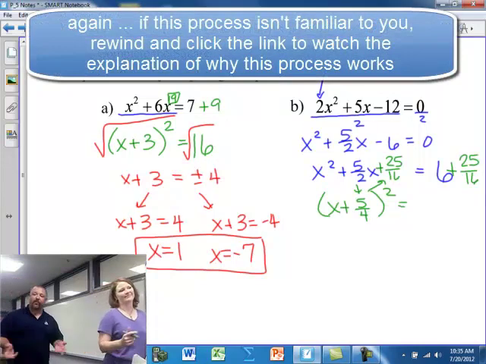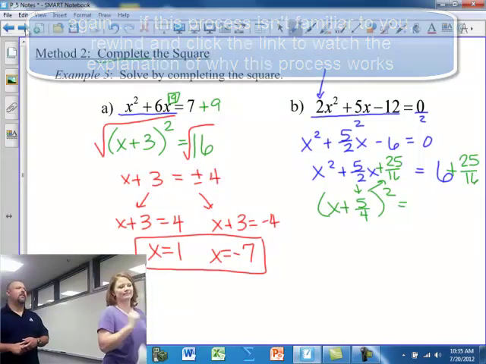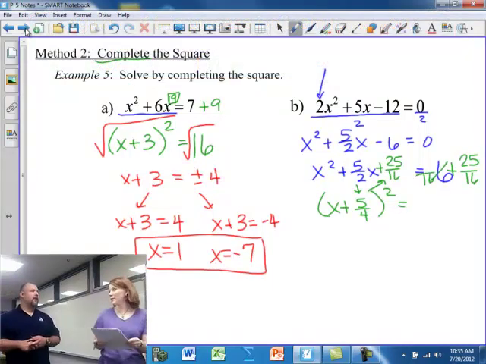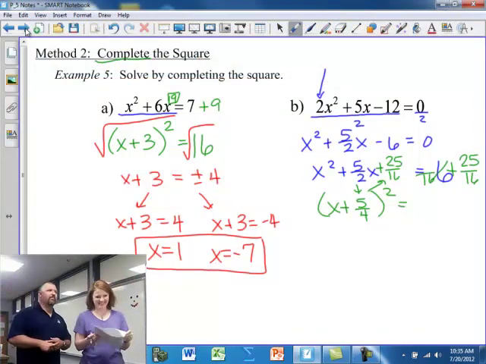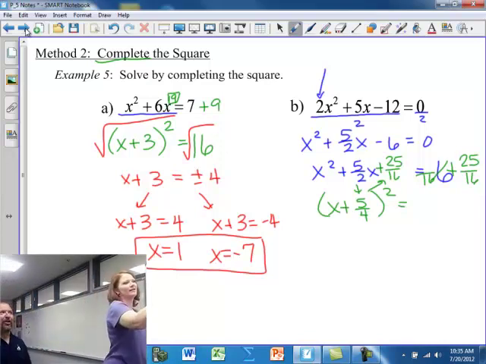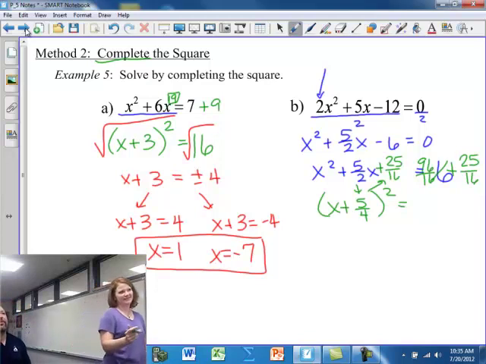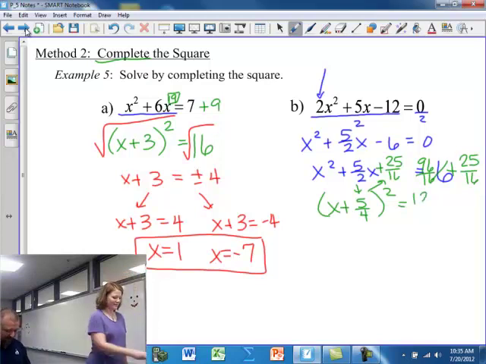The hard part is figuring out how to add 6 plus 25 sixteenths. But if you change it to fractions, 6 is just 96 over 16. 6 times 16 is 96. We are math teachers, we can multiply. So now we have 96 sixteenths plus 25 sixteenths, which makes 121 sixteenths.